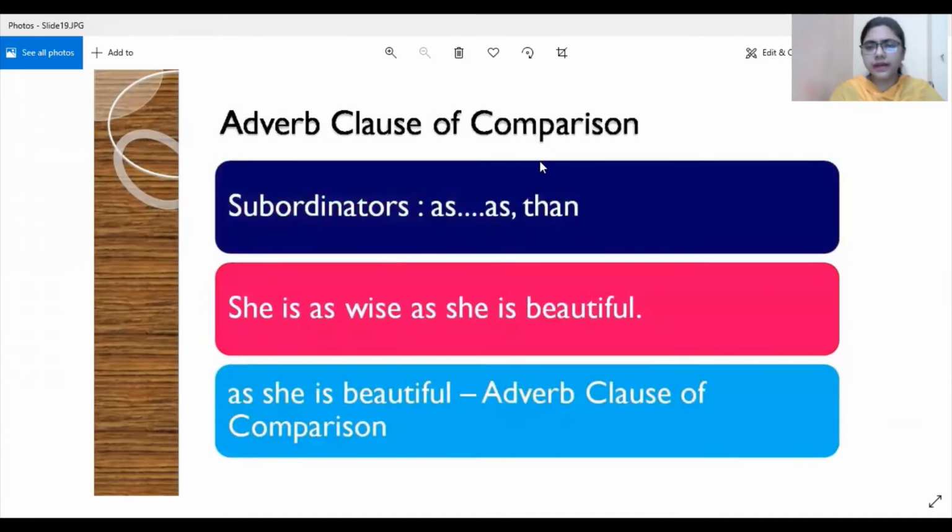Then adverb clause of comparison, when we compare two similar objects, or when we compare two objects which are unequal in their rank. So as is used like in simile, and than is used for comparing two things which are not of the same level. Okay, so she is as wise as she is beautiful. So that means equally wise as she is beautiful. So this acts as adverb clause of comparison.